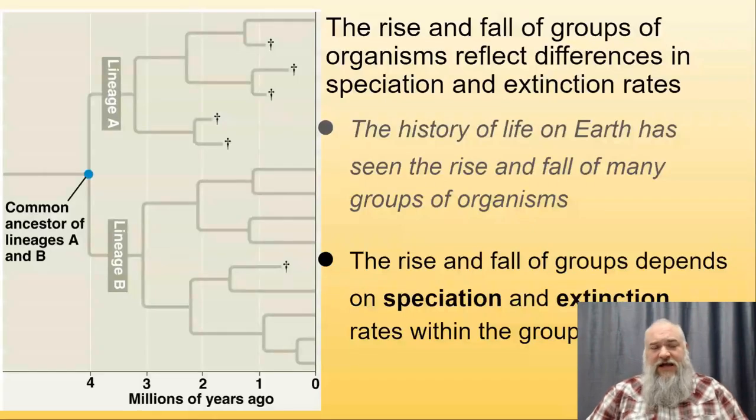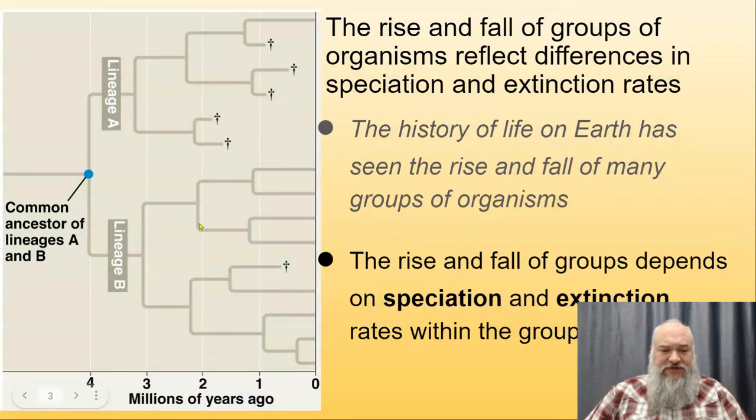So first thing here, guys, extinction versus speciation, right? The rise and fall of groups of organisms reflect those differences in speciation rates and extinction rates. If we take a look over here, we've got a common ancestor. This breaks off into these two lineages. This is a phylogenetic tree with the links representing absolute time, so how many million years ago things happened.